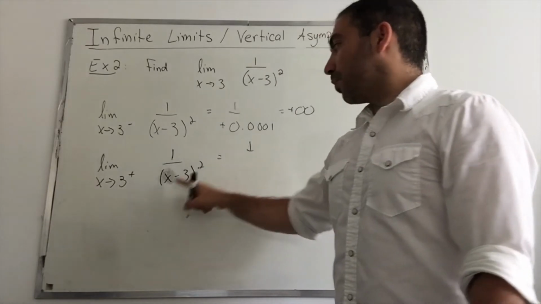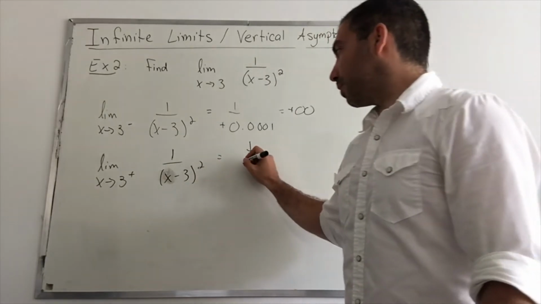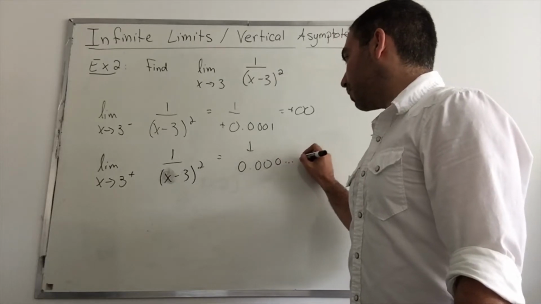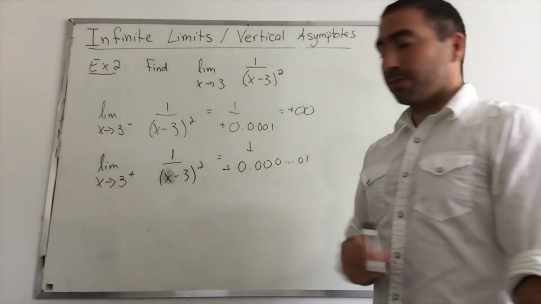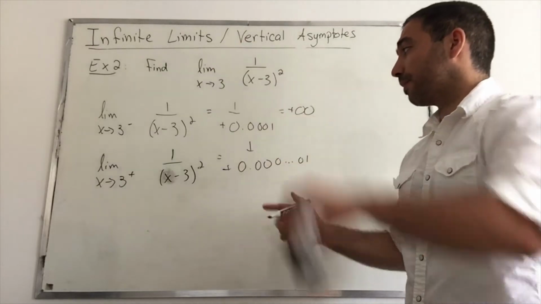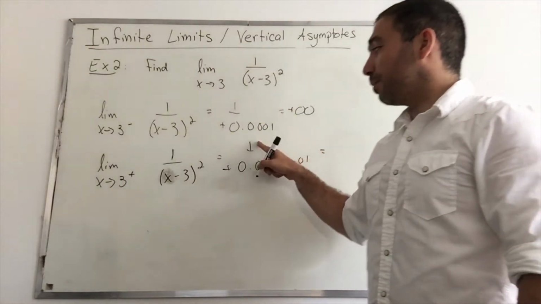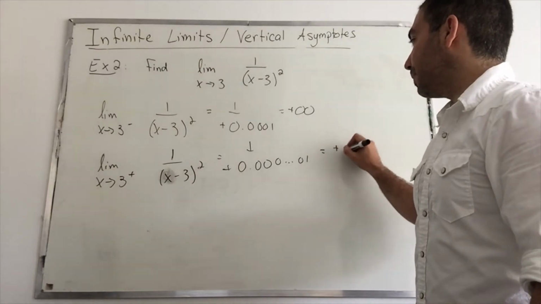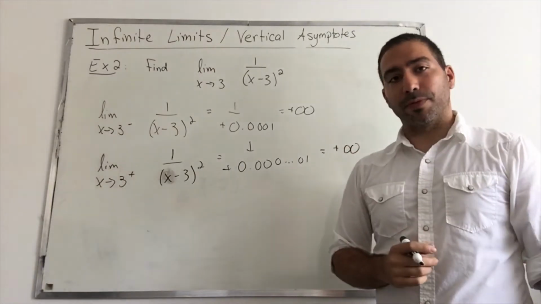So again, 0.01 squared is still a very small number, something very, very close to 0. But it's positive, and this is what we care about. The fact that it's positive means that any number divided by a very, very small positive number gives us a very large number, namely infinity. But in this case, it's positive infinity.